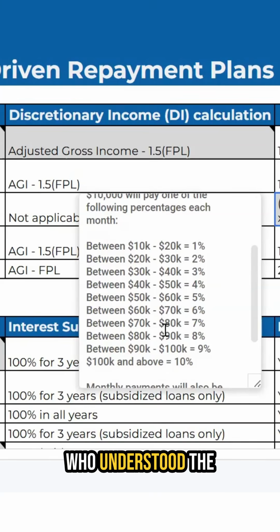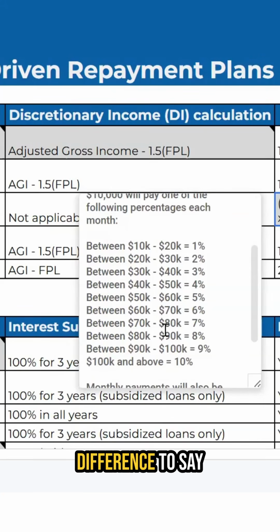Conversely, if somebody who understood the calculation came to them and said, you do realize if you can find the way to reduce that adjusted gross income by just $1, literally $1, instead of paying 10% towards your loans, you would only have to pay 9%. They would reduce that adjusted gross income to $99,999, which leads to a payment of approximately $750 a month.